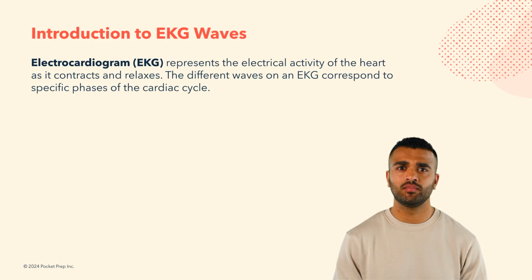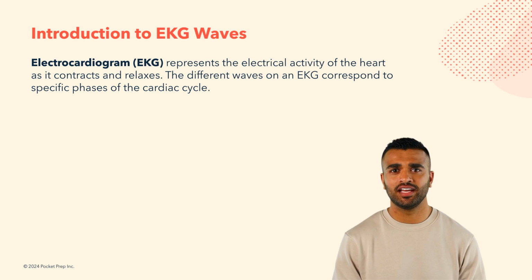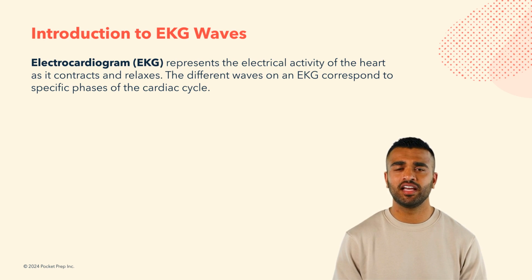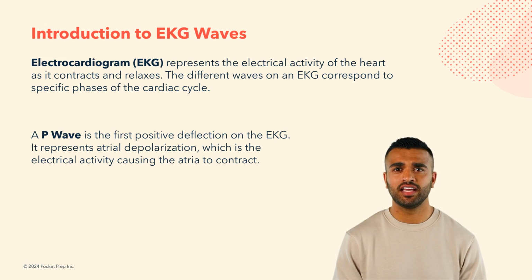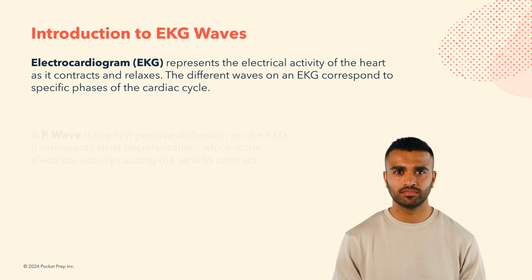An electrocardiogram, or EKG, represents the electrical activity of the heart as it contracts and relaxes. The different waves on an EKG correspond to specific phases of the cardiac cycle, and understanding these can provide crucial insights into a patient's heart health. A P wave is the first positive deflection on the EKG. It represents atrial depolarization, which is the electrical activity causing the atria to contract.